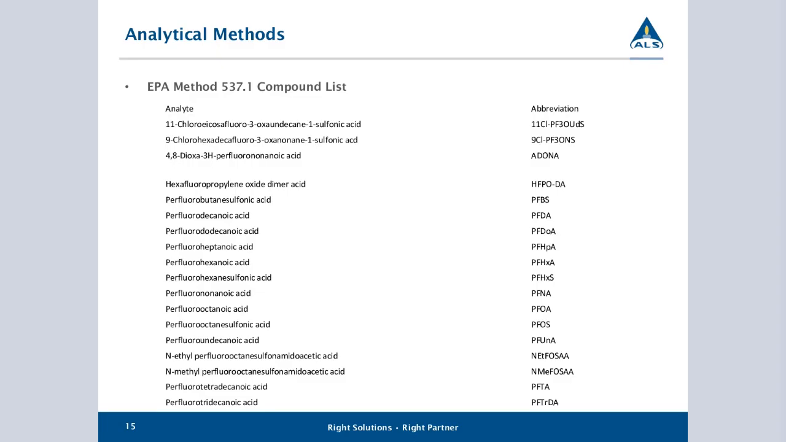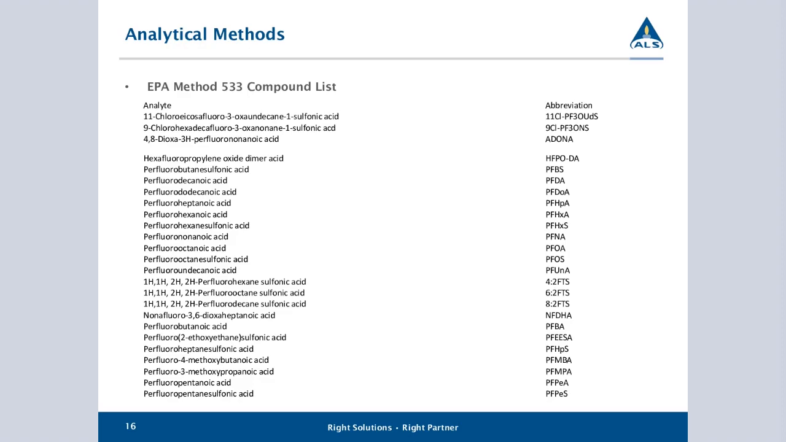All right, I'm going to go over these quickly, but this is just the list of compounds. So here's the 537.1 list. There's 18 of them in total. I'm not going to go over each one individually. Here's the list of compounds for the 533. And as you can see, there's more in this list than there is in the 537.